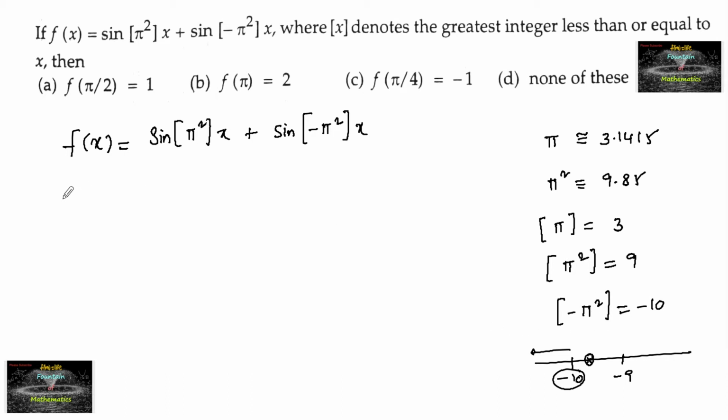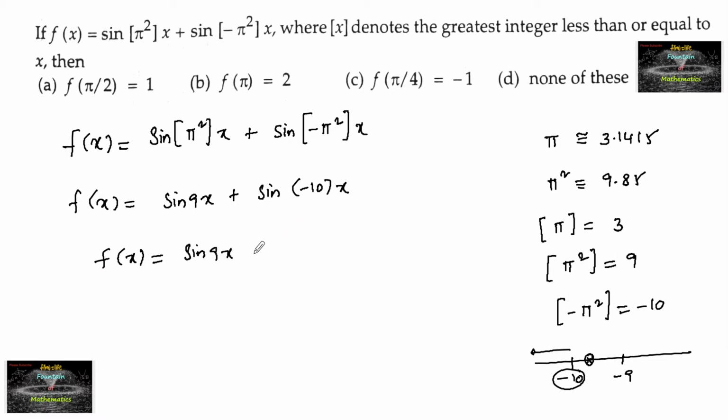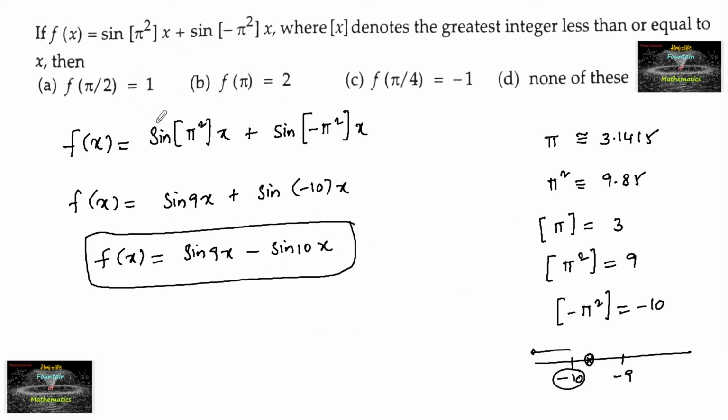So let us substitute here. For f of x is equal to sine step of pi square, that's 9 times x, sine 9 times x plus sine of minus pi square, we can write it as minus 10 times x. This can also be written as f of x is equal to sine 9x minus sine of 10 times x. Okay, this is a function, and now let's verify with the options.